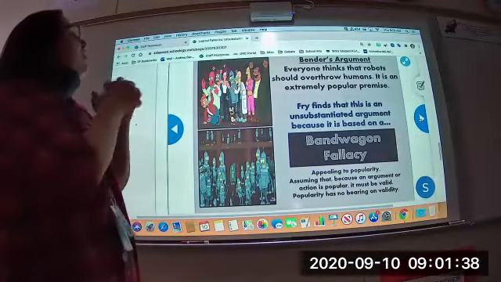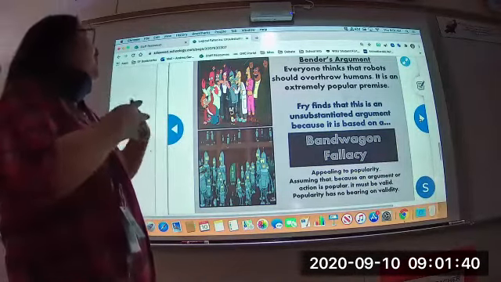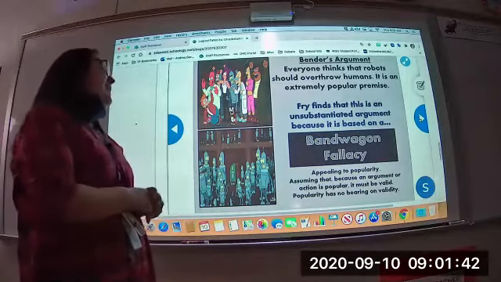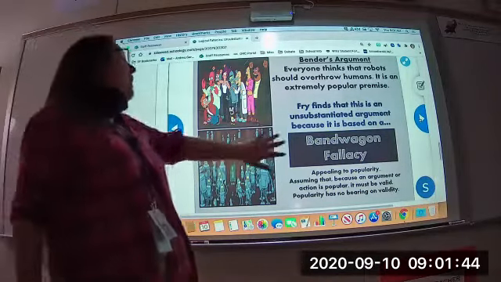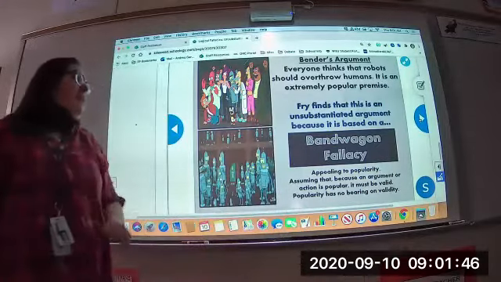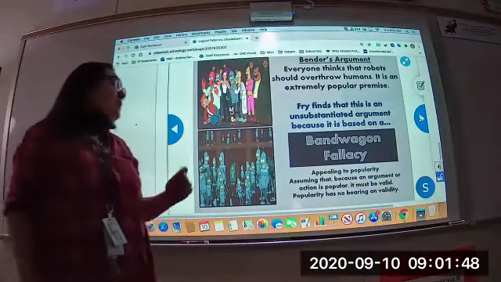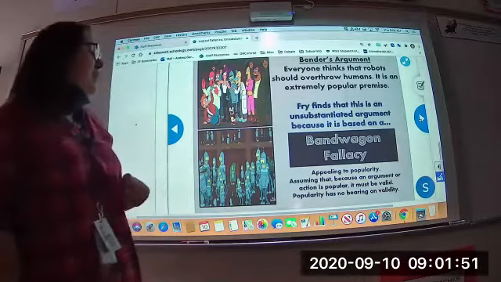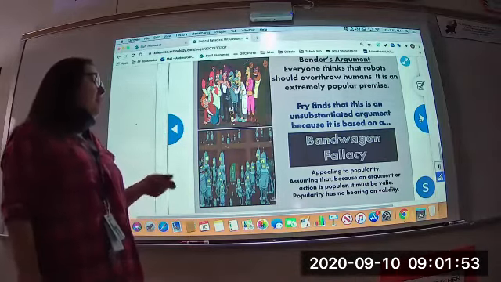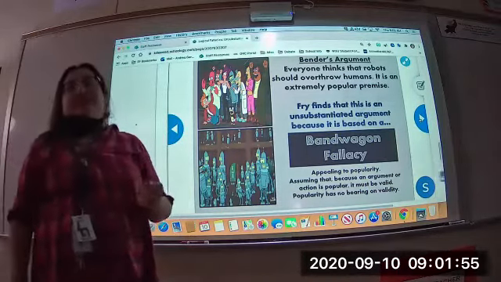So, Bender's next argument: everyone thinks that robots should overthrow humans. It is an extremely popular premise. That's unsubstantiated because we call that a bandwagon fallacy. It's appealing to popularity, assuming that because an argument or action is popular, it must be valid. Popularity has no bearing on validity.